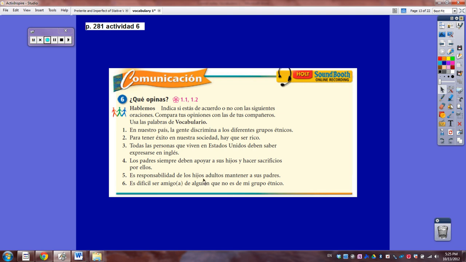It's the responsibility of the kids. It is the responsibility of the children, adults maintain... young adults maintain their... That doesn't make any sense. I don't know. It's the responsibility of young adults to maintain their parents. Maybe take care of them when they get old. I don't have a clue what that one's supposed to be. It's difficult to be a friend of someone that is not of my ethnic group.